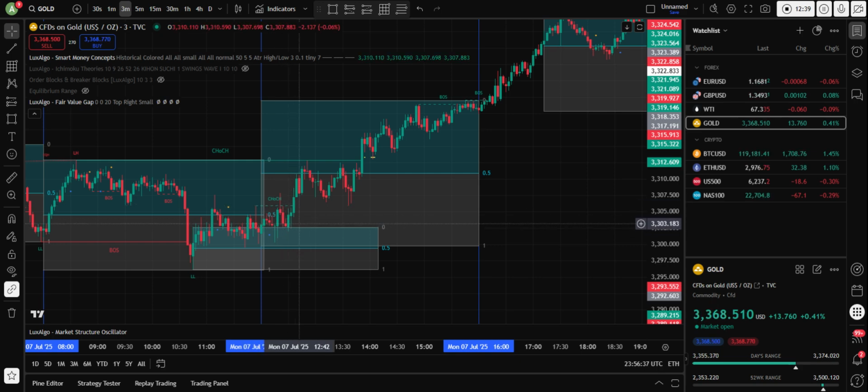But here you say you wanted the confirmed thing, right? Change of character followed by inefficiency, and then what do we see? An order block. This is our order block here. Order block inside another block. What more do you want? And then what do you see? Inefficiency. What do we just wait for?